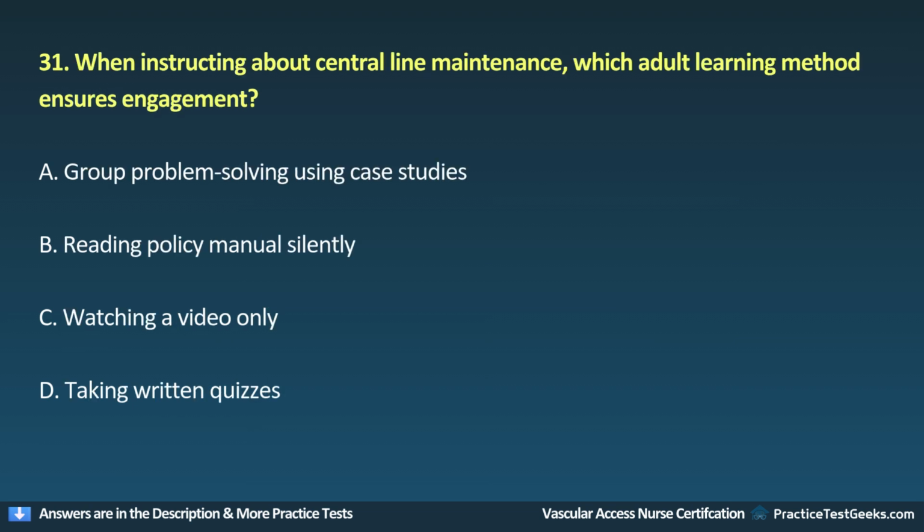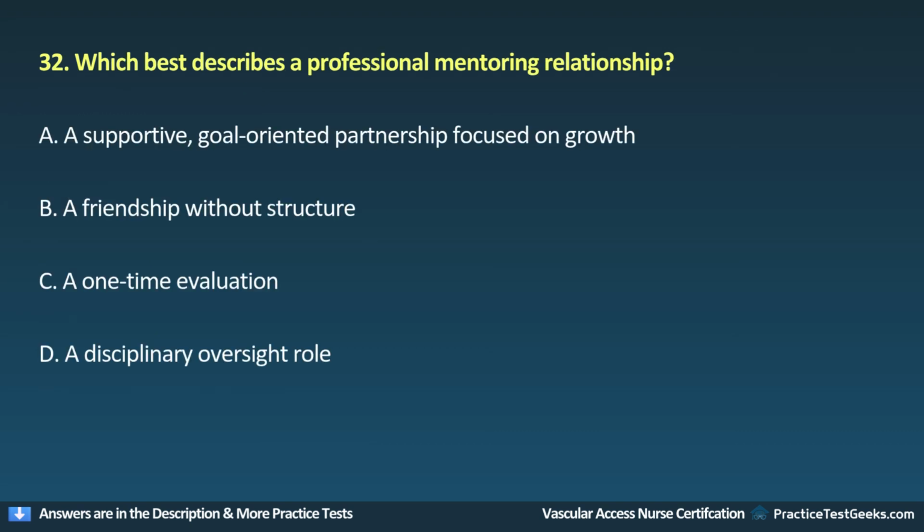31. When instructing about central line maintenance, which adult learning method ensures engagement? A. Group problem solving using case studies. B. Reading policy manuals silently. C. Watching a video only. D. Taking written quizzes.